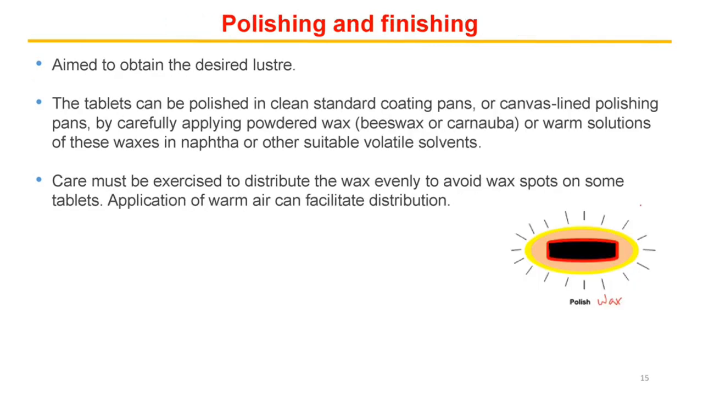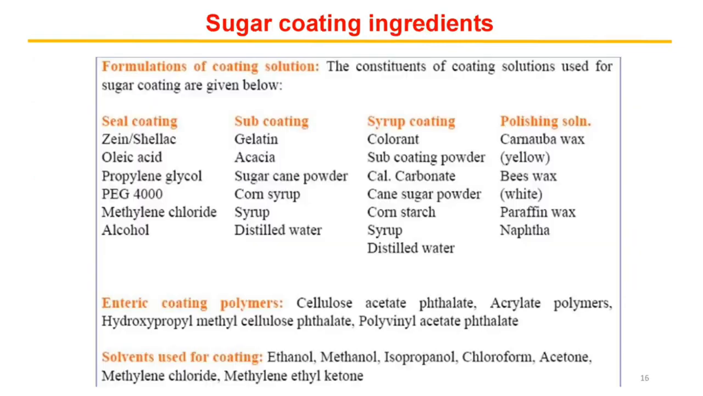14. Polishing and finishing, aimed to obtain the desired luster. The tablets can be polished in clean standard coating pans, or canvas-lined polishing pans, by carefully applying powdered wax, beeswax or carnauba, or warm solutions of these waxes in naphtha or other suitable volatile solvents. Care must be exercised to distribute the wax evenly to avoid wax spots on some tablets. Application of warm air can facilitate distribution. 15. Sugar coating ingredients.